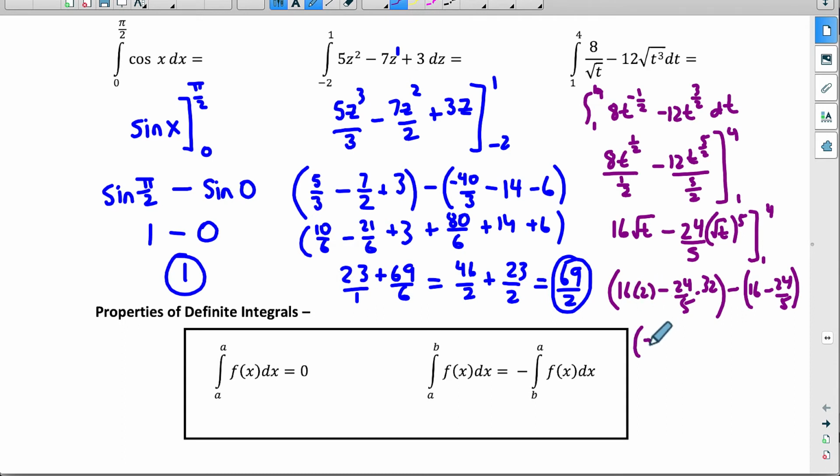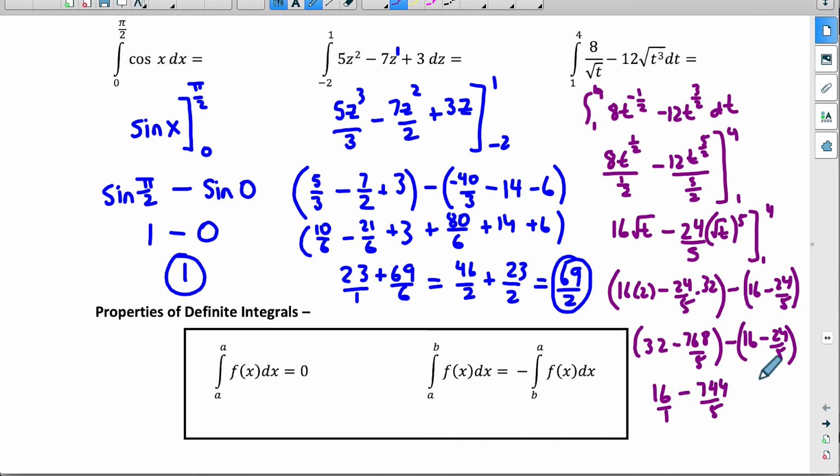16 times 2 is 32. Oh my gosh, what kind of number is this going to be? 24 times 32 is 768 over 5, minus 16 minus 24 over 5. So 32 take away 16 is 16. And negative 768 take away negative, so that's actually plus. So we're adding 24 over 5. So that would get us to 744 over 5.